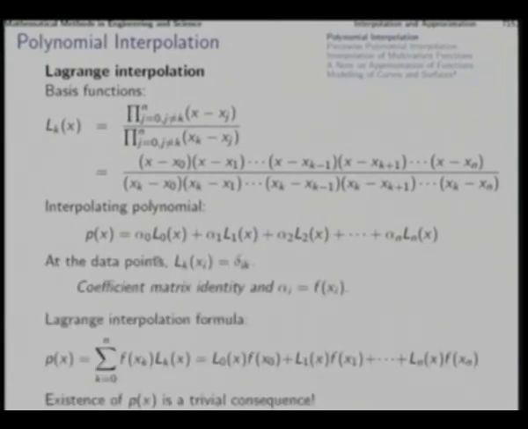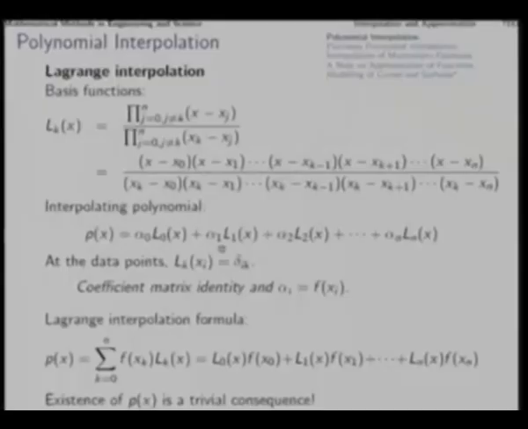So, at the data points, for k equal to i we have 1 and for k not equal to i we have 0. That means we are trying to solve a system of equations in which the coefficient matrix is the identity, and alpha i is going to be just f of xi. So, the function values are the coefficients here: alpha 0, alpha 1, alpha 2, etc. So, the Lagrange interpolation formula we get like this.